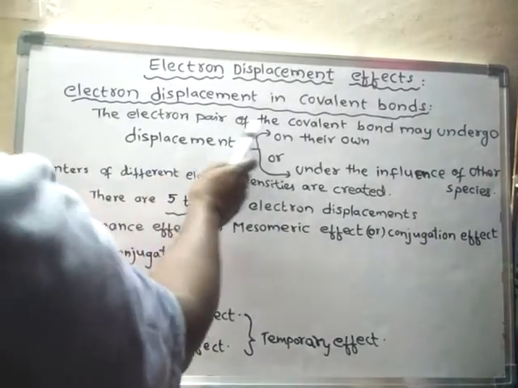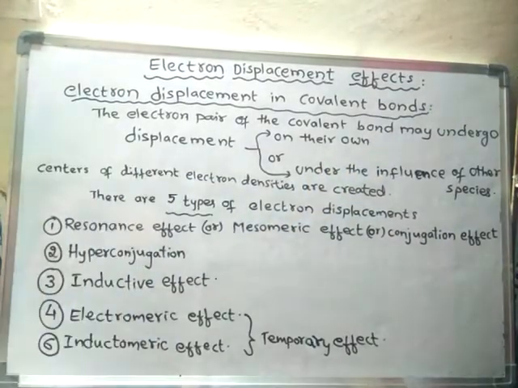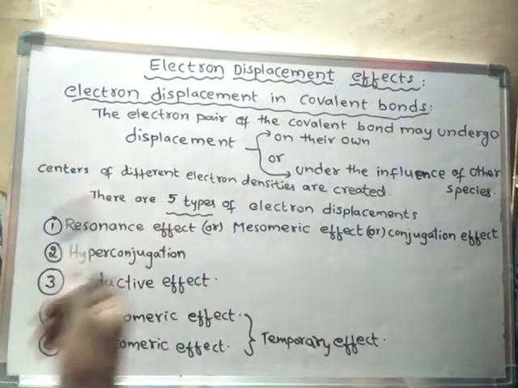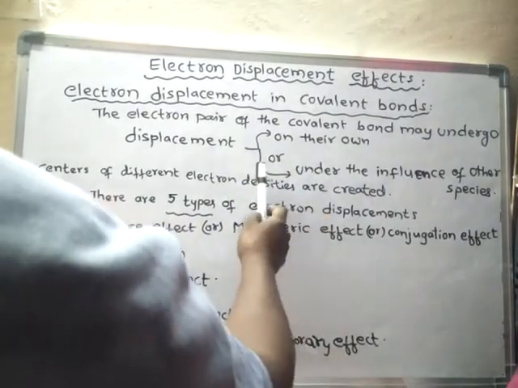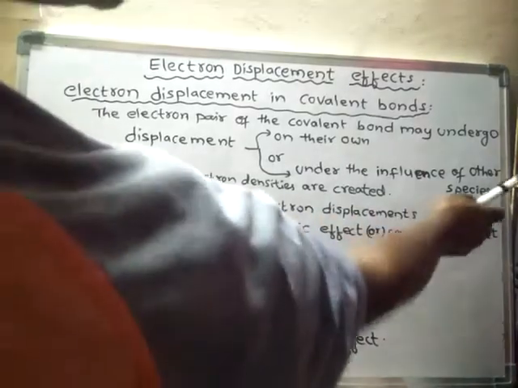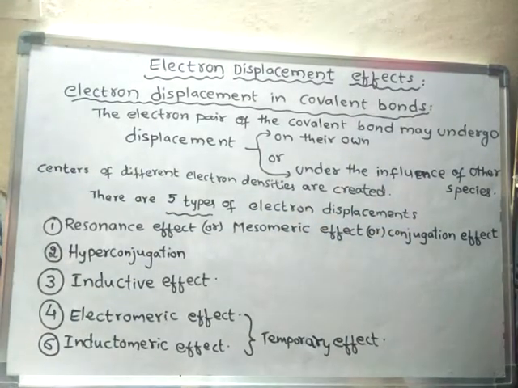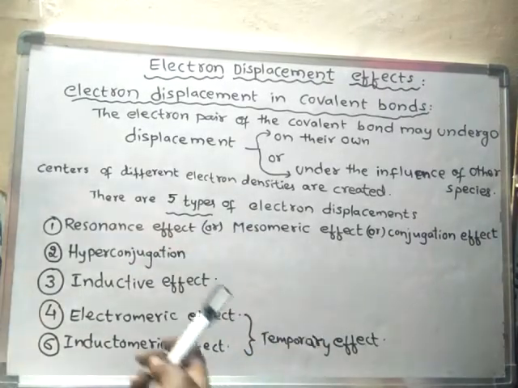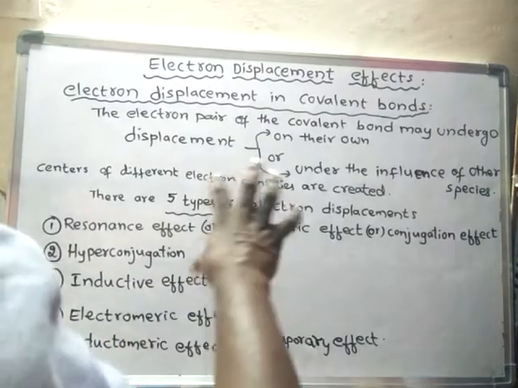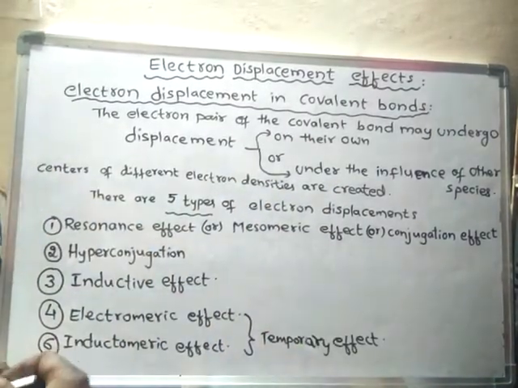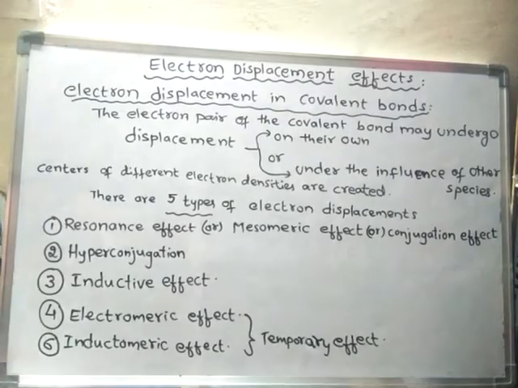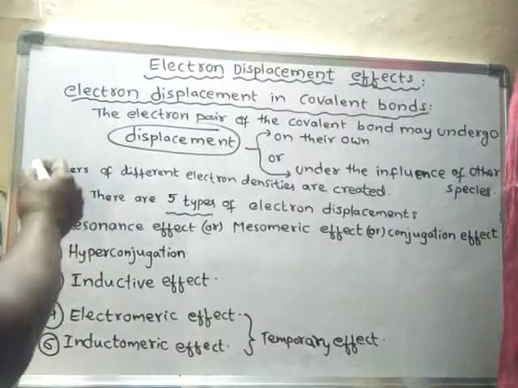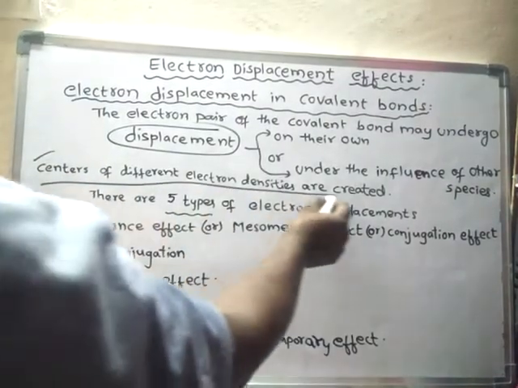The electron pair of the covalent bond may undergo displacement or shift. This displacement may be on their own or else under the influence of other species. Some other species may induce the displacement of the electrons present in the covalent bond. So as a result of displacement or shifting, what happens? Centers of different electron densities are created.